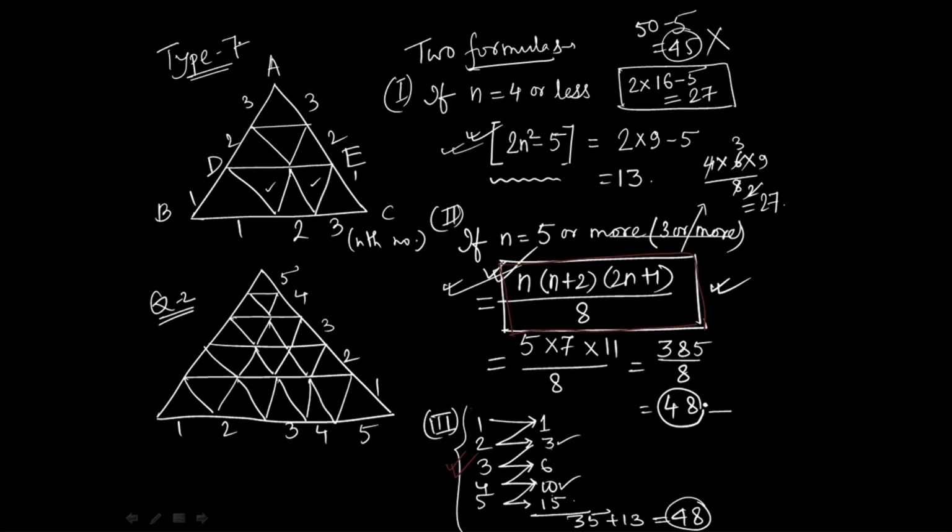Still, I am saying this is type 7, which is actually a part of the questions. These are straight questions. This question can come in the examination straightaway. Now, mostly all types are completed.